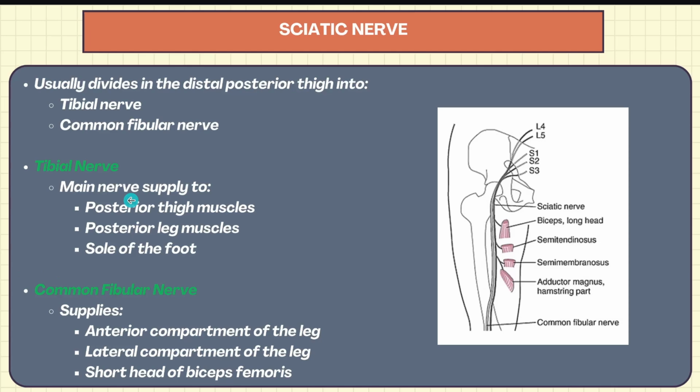Now, to differentiate between them, the tibial nerve mainly supplies the posterior thigh muscles, posterior leg muscles, and the sole of the foot. For the common fibular, it supplies the anterior compartment of the leg, so the area below the thigh, and the lateral compartment of the leg, and the short head of the biceps femoris. Now, for the common fibular, it's going to be explained better, I think, by Omar in his lectures, because it mainly focuses on that region.